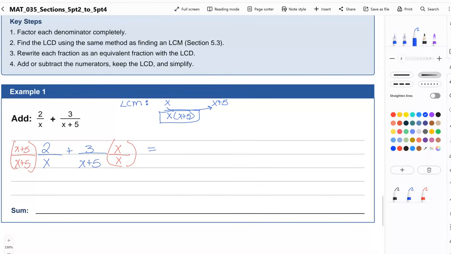So that's going to leave me with x plus 5 times 2. So I'm going to distribute: 2x plus 10, plus 3 times x, which is 3x. All that's over x times x plus 5. And then we're going to simplify. I have a 2x plus 3x, which is a 5x, plus 10, all over x times x plus 5. So there's my final answer.